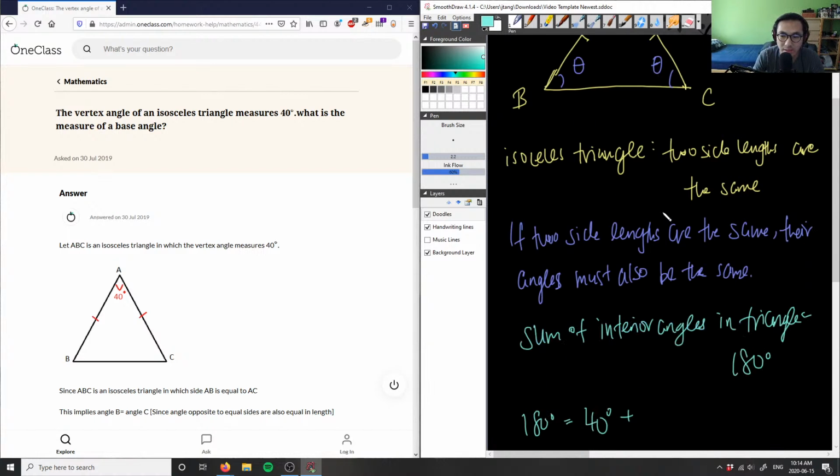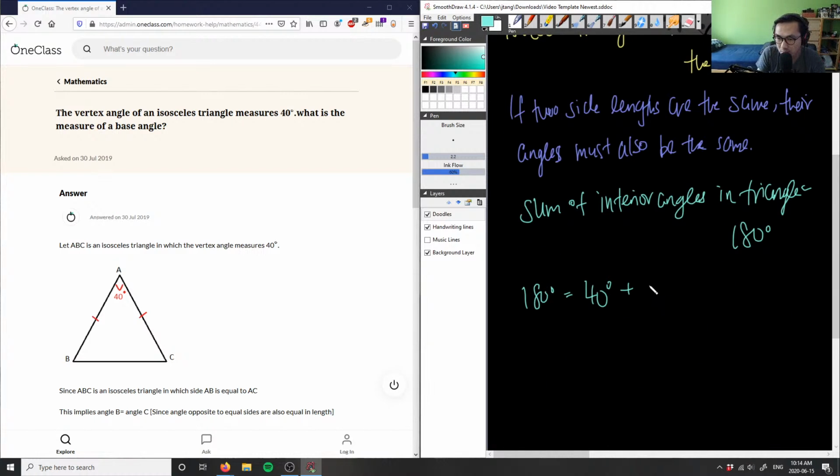And we know these guys are the same. So we can say angle theta plus theta plus 40 degrees. And we know that the thetas are the same, right? So we can collect like terms. You can also visualize this as any type of variable you want, such as x or whatnot. So you can say 180 degrees would equal 40 degrees plus 2 theta, because again, you can collect these like terms.